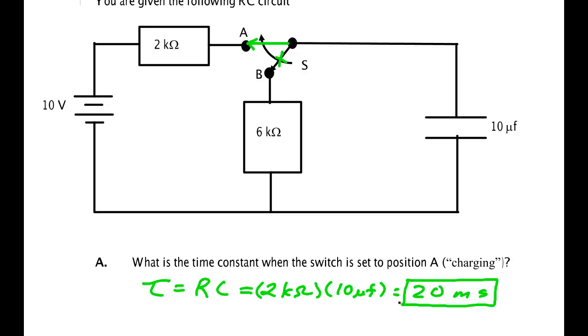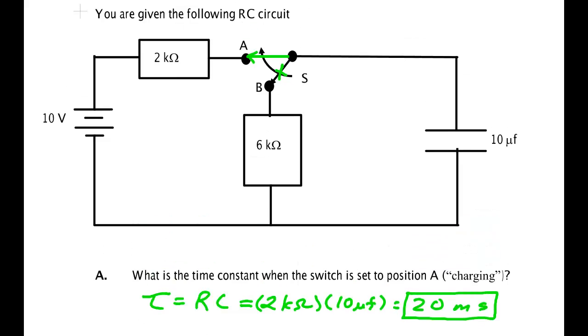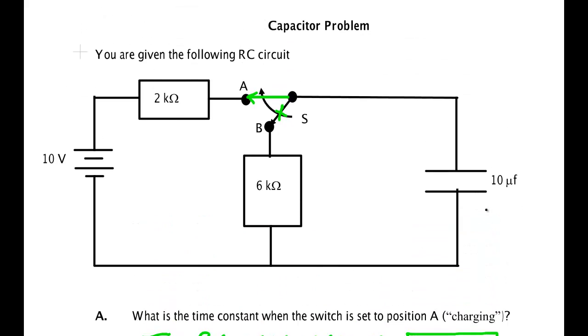In 5 time constants, the capacitor will be fully charged. So in 100 milliseconds, or a tenth of a second, this capacitor will be fully charged to 10 volts. What's the next question? What is the initial current going through the 2K ohm resistor when we begin charging the capacitor? Well, let's see. There is initially no voltage across here. There's 10 volts across the battery right here.